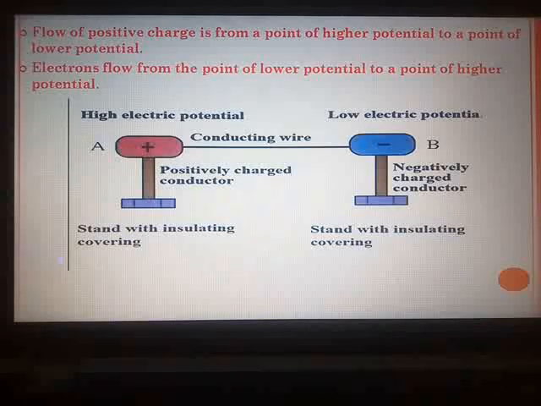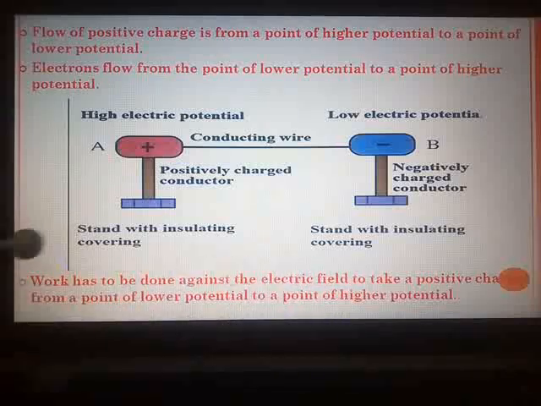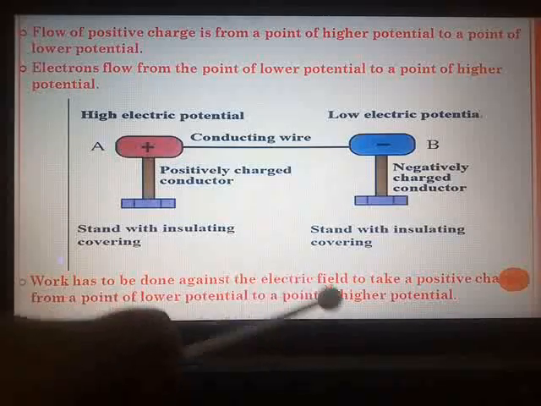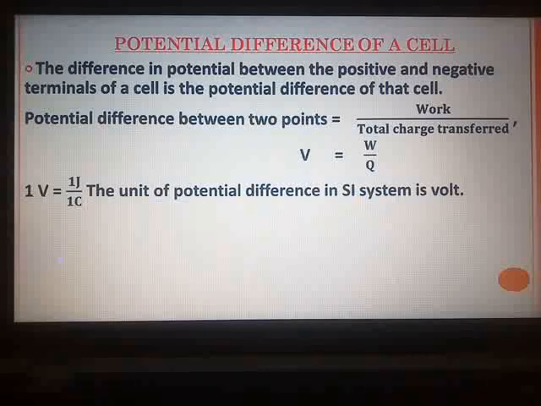And here work has to be done against the electric field to take a positive charge from a point of lower potential to a point of higher potential. And from this we are going to study the next concept, that is potential difference of a cell. Just now I have told you that this flow will continue until their potential difference becomes zero. So what is this potential difference?